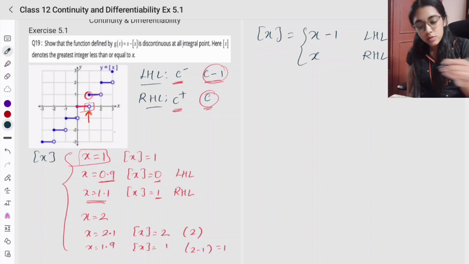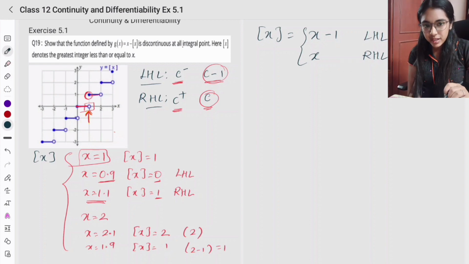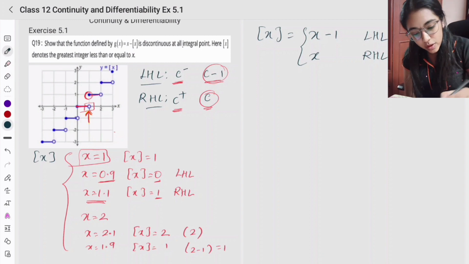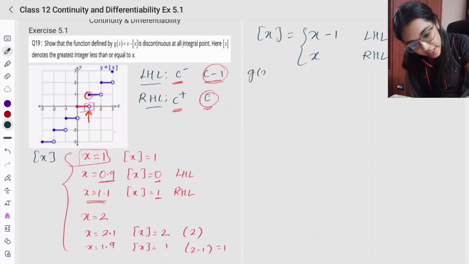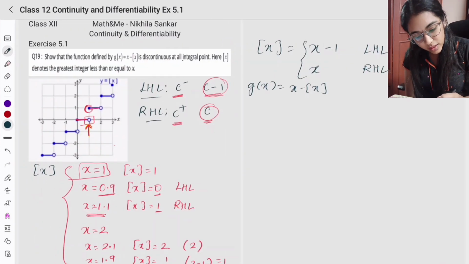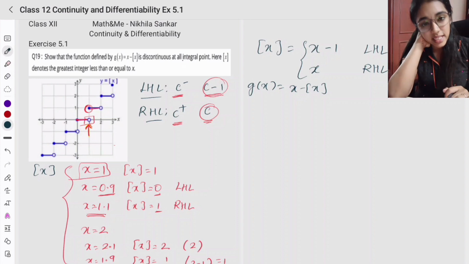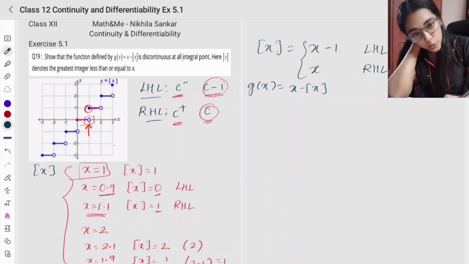Now, I need to solve for different cases, correct? Basically, I am having a left hand limit and the right hand limit. If different cases ku solve pannuna, what is my g of x now? G of x is going to be x minus gif of x. Correct? So, இப்போ இந்த கேஸ்ல இதை எப்படி solve பண்ண போறேன்? I am going to take two different conditions.